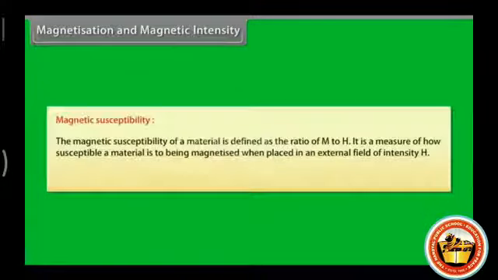Magnetic susceptibility. The magnetic susceptibility of a material is defined as the ratio of M to H. It is a measure of how susceptible a material is to being magnetized when placed in an external field of intensity H. M is equal to xi H.